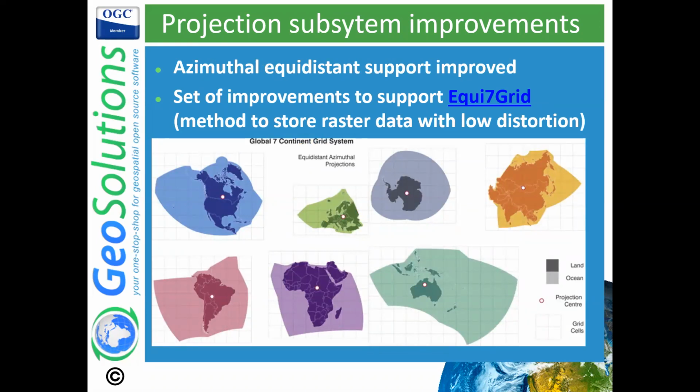Another improvement that we made in the projection subsystem has been to improve the advanced projection handling for the azimuthal equidistant. This is important to support the Equi7 grid system, which is a set of 7 azimuthal equidistant projections covering specific areas of the world with low distortion. This is pretty useful to take raster data, reproject it in an equidistant projection, and then do raster analysis on top of it without caring too much about the projected nature of the data.